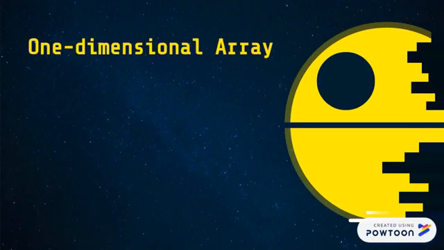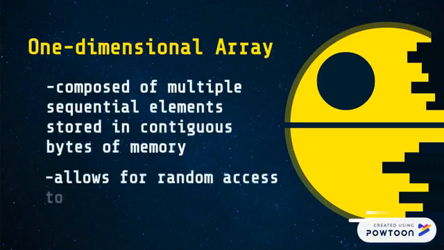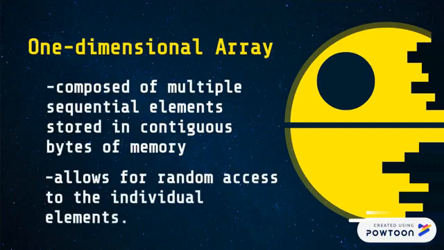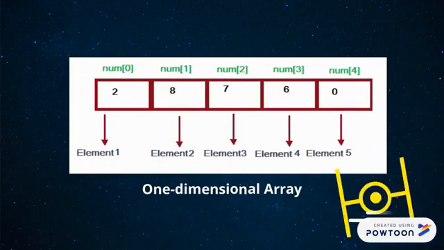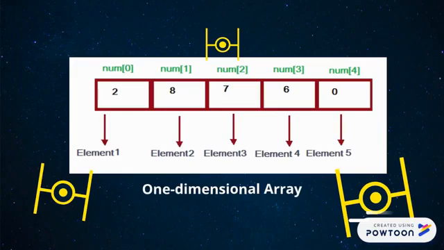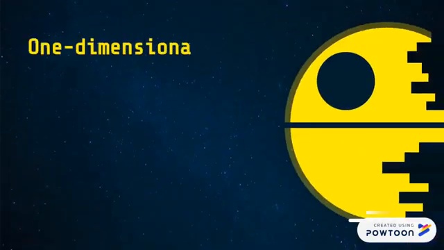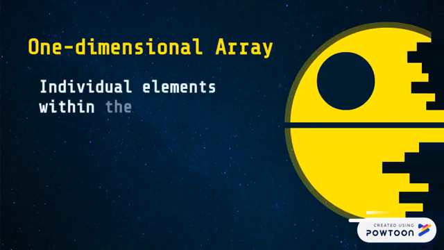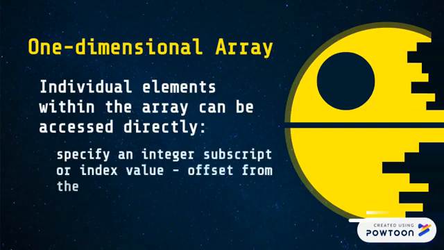One-dimensional array. It is composed of multiple sequential elements stored in contiguous bytes of memory and allows for random access to the individual elements. As an example, please look at the picture on the screen. Individual elements within the array can be accessed directly by specifying an integer subscript or index value, which indicates an offset from the start of the array.